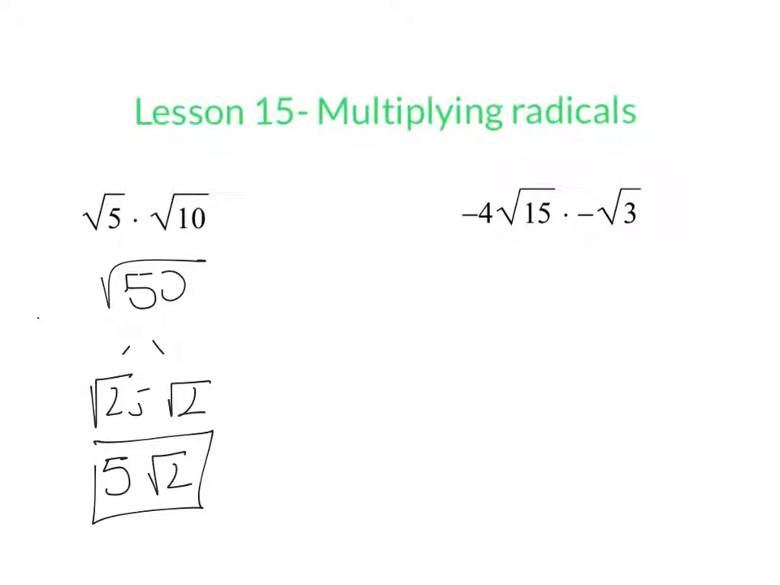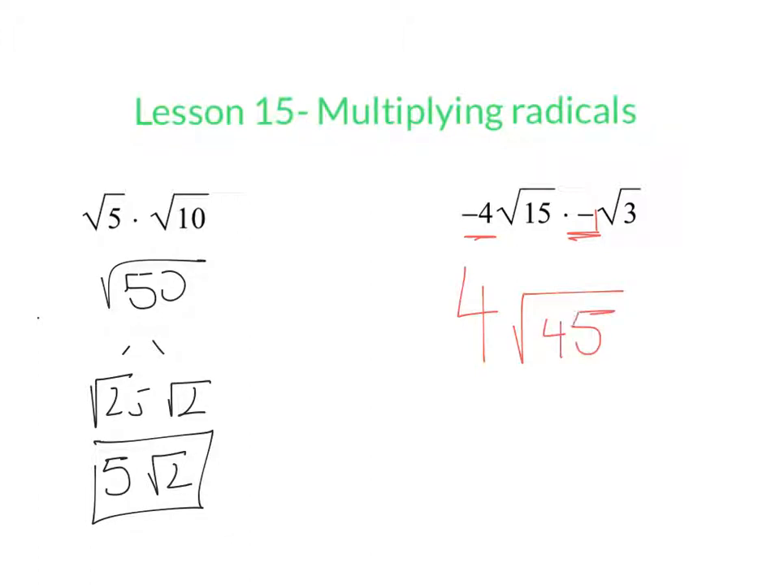For the next one, if you notice, there's a negative 4 and a negative sign outside. So what I'm going to do first is multiply the negative 4 and the negative 1 that's technically here to get me a positive 4. Then I'm going to multiply the insides to get me a radical 15 times radical 3, which is radical 45.